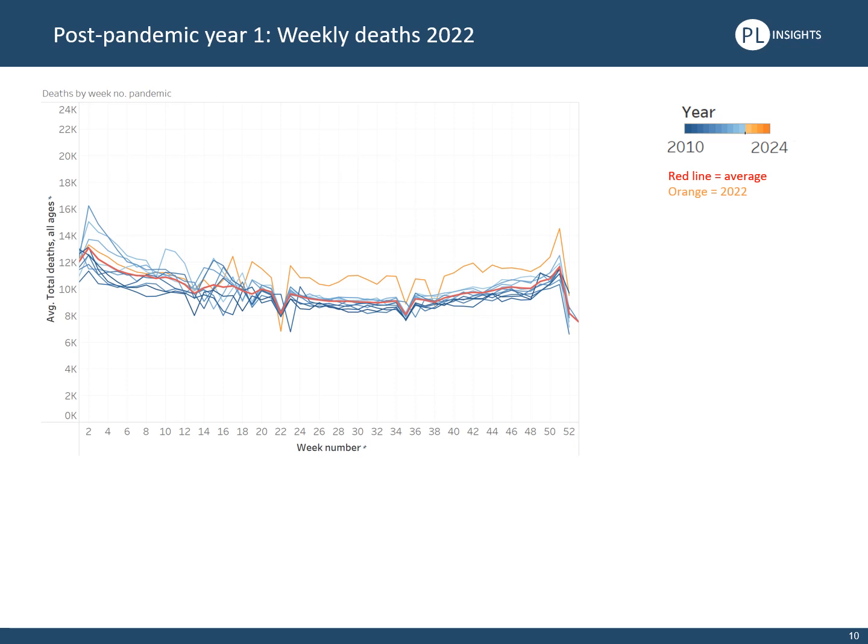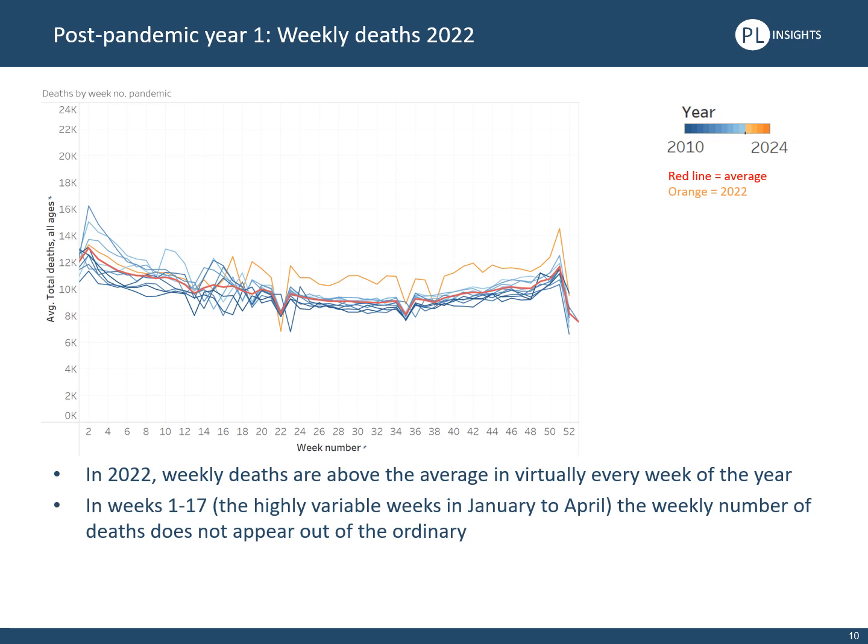Moving on to what I have termed the post-pandemic period and year one of that, i.e. 2022, what we can see is that the orange line is above the red line in pretty much every week of the year. There's the odd one here and there where it dips down very close to and even slightly below the red line. In the first 17 weeks of the year, it's pretty much what you'd expect an average year to look like. I think it's above the red line, but only just. It's well within the mix compared to other years, and probably is what we'd expect given that rising trend in deaths that we'd seen over the pre-COVID period.